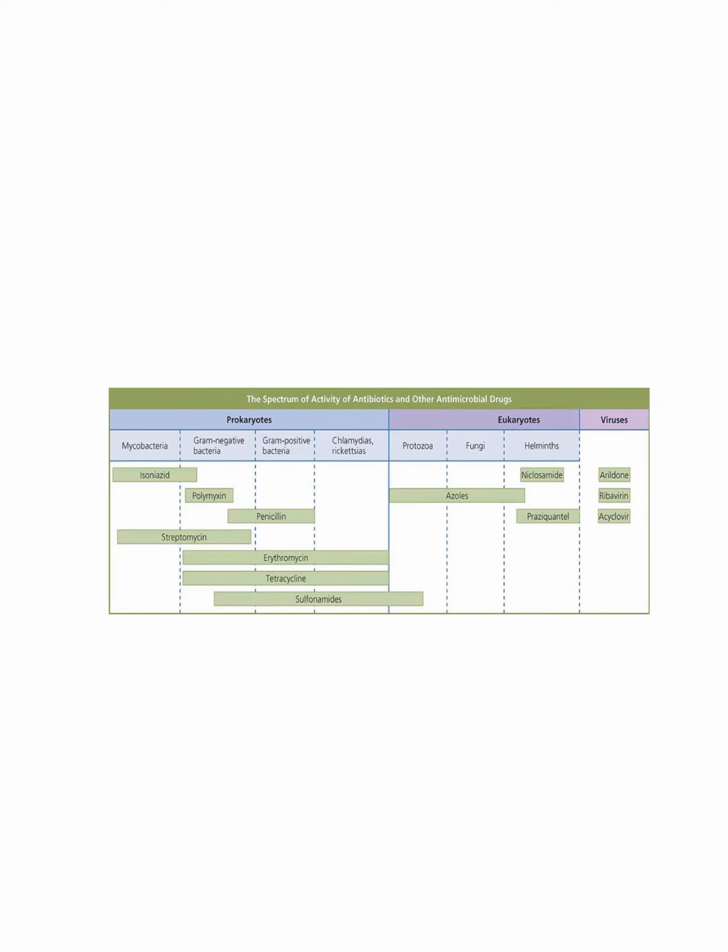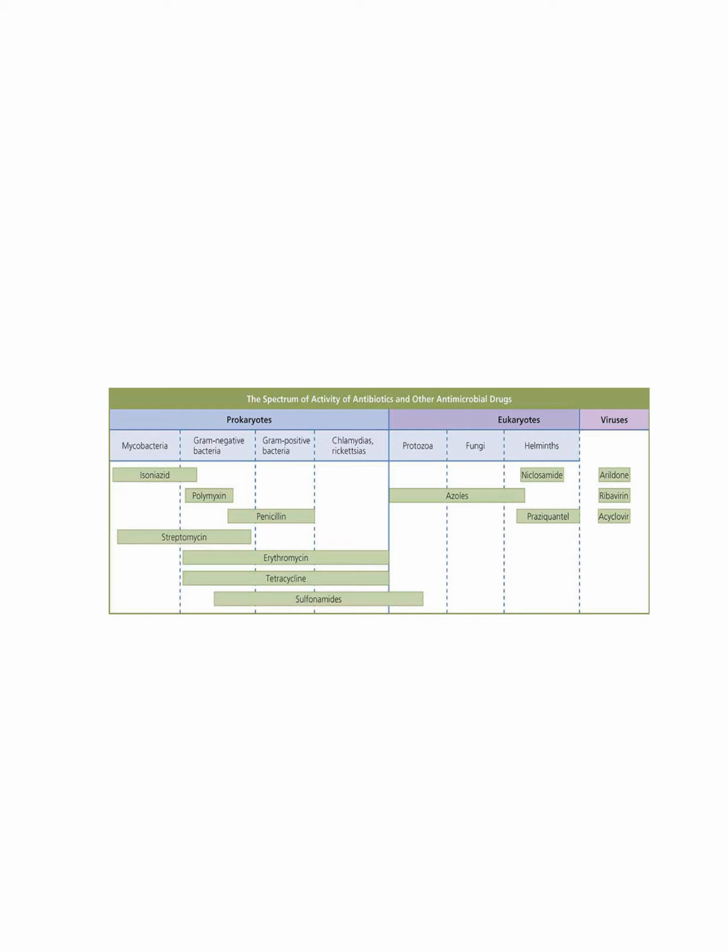Lastly, I just want to go over a concept that we call spectrum activity of antibiotics and other antimicrobial or antimicrobe, so little living things, drugs. They can either be characterized as what we call narrow spectrum or broad spectrum, which is pretty much what it means. If it's a broad spectrum drug, it kills a broad spectrum of microbial substances. If it's a narrow spectrum, it kills just specific types of microbes.